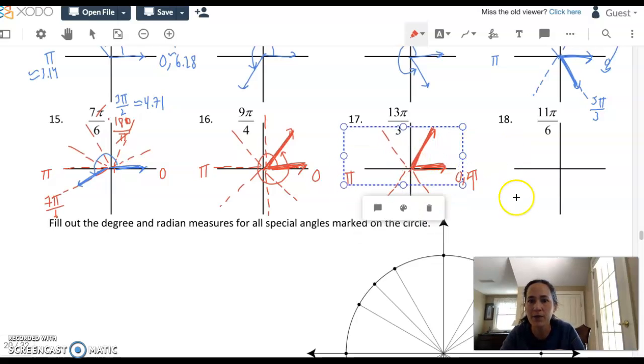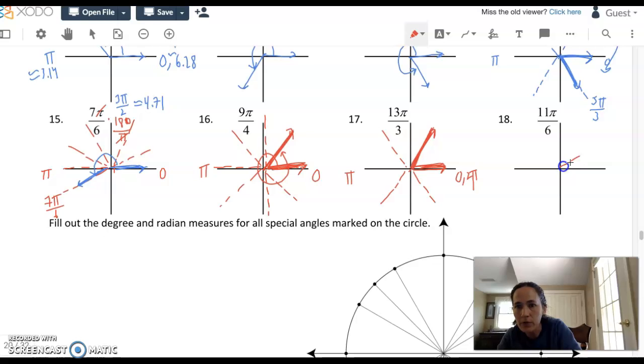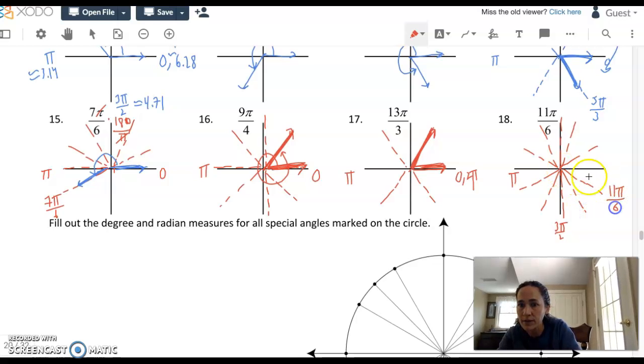How about 11 pi over 6, the last one in this row? So we've got to count in sixths. Let's split up our unit circle. We'll go 1 pi over 6, 2 pi over 6, 3 pi over 6. This is not drawn to scale, so half pi. 4 pi over 6, 5 pi over 6, here's 6 pi over 6, we're at pi, 7 pi over 6, 8 pi over 6, 9 pi over 6 is 3 pi over 2, and then 10 pi over 6, here's 11 pi divided by 6.